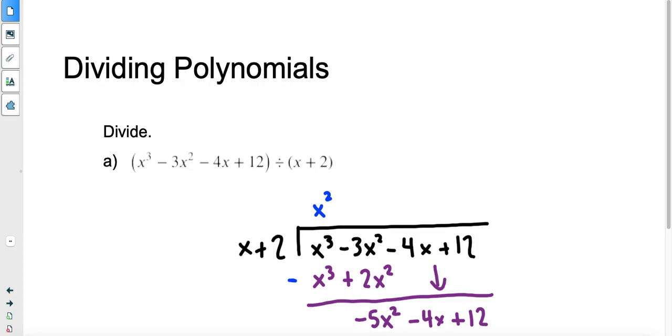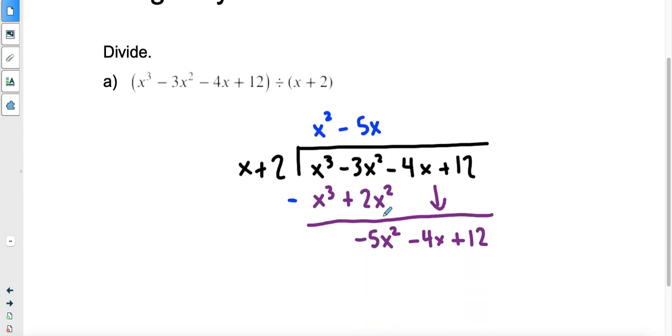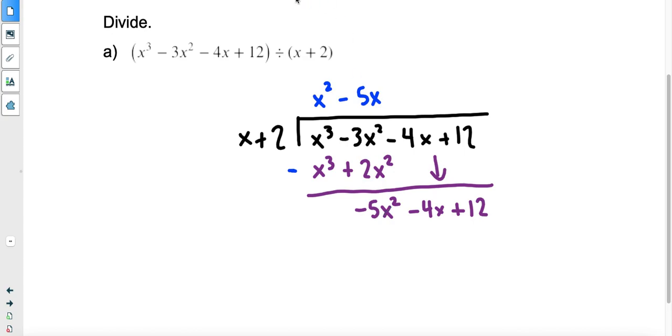And we're just going to repeat the same process. Okay, next. What do I have to multiply x by to get negative 5x squared? Well, I can multiply x by negative 5x to get negative 5x squared. And now we're going to do the same thing, right? I'm going to multiply negative 5x by x plus 2. Okay, negative 5x times x gives you negative 5x squared. Negative 5x times positive 2 gives you negative 10x.